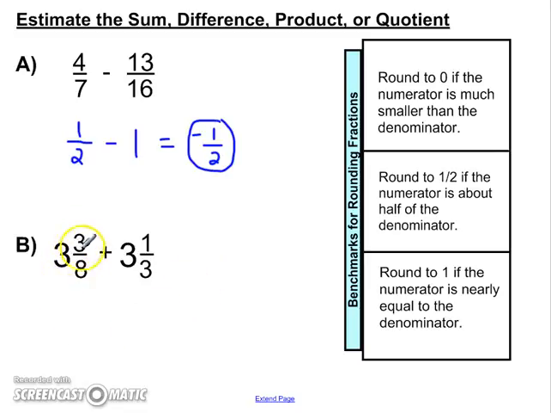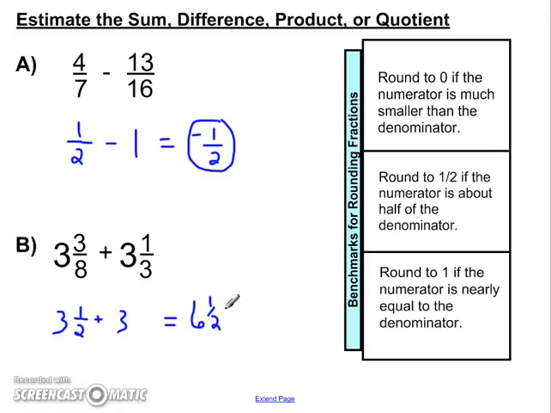All right, 3 and 3/8. 3 out of 8 is almost half, so we're going to call that 3 1/2. 3 1/3, well, 1 out of 3 is probably closer to 0, so we're just going to call this 3. So we're going to go ahead and add them together. Well, 3 plus 3 is 6. 1/2 plus nothing is 1/2. 6 1/2. So 3 3/8 plus 3 1/3 is approximately 6 1/2.